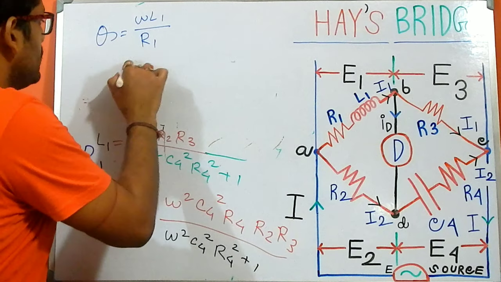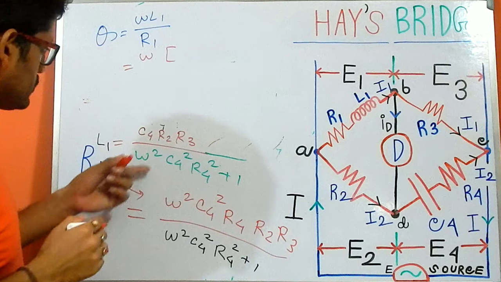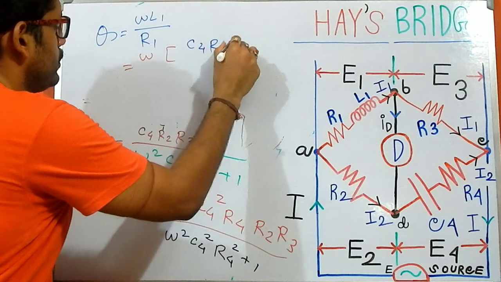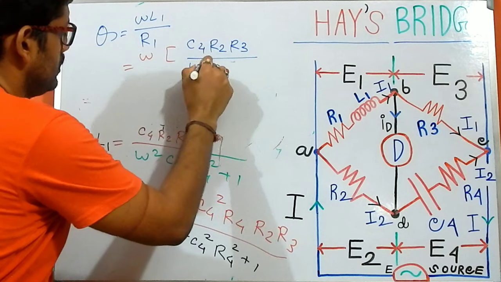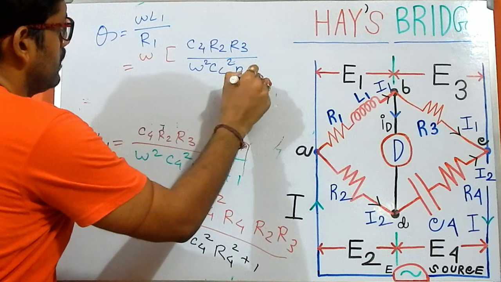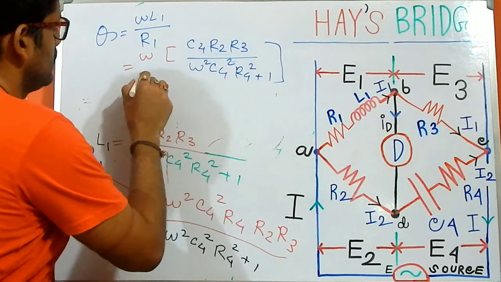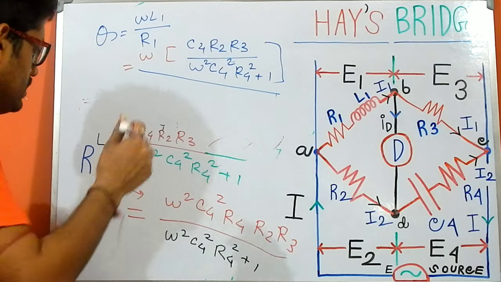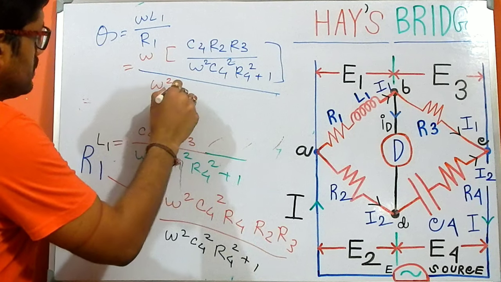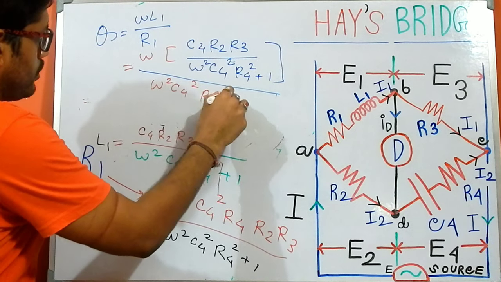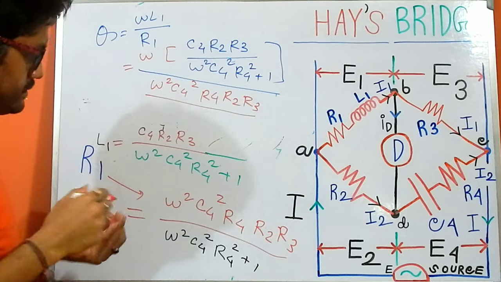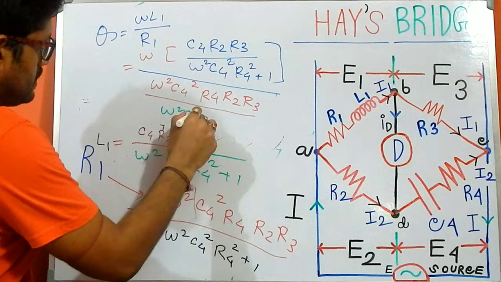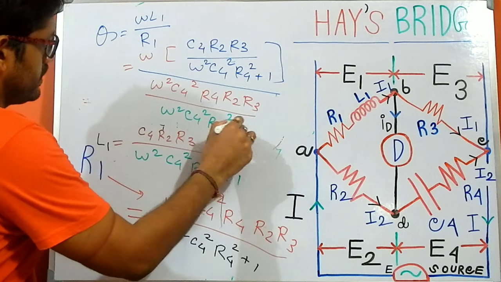Let us do that. The expression is omega times L1, and L1 is C4, R2, R3 divided by omega square, C4 square, R4 square plus 1. Okay, and in the lower part, I have got the expression of R1. So R1 is omega square, C4 square, R4, R2, R3 divided by omega square, C4 square, R4 square plus 1.